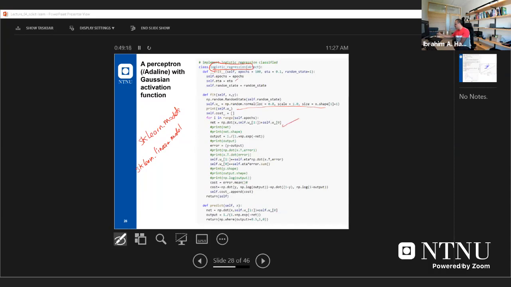First, we calculate net, right? So net is omega x plus b. We have here dot products. So for the output, we apply this function. The output will be 1 divided by 1 plus exponential minus net. And after that, we calculate the error, and we update the weights and the bias. We calculate the mean error each epoch, and we repeat this process until we converge.